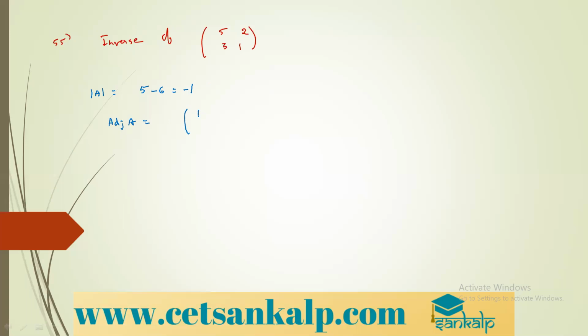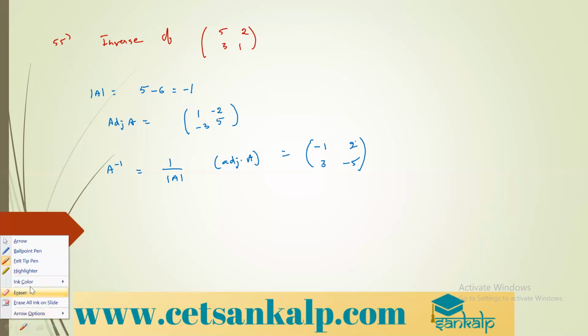I will change 5 and 1. So 1 and 5. And I will change the signs of 2 and 3. So A inverse will be 1 by determinant of A into adjoint A. So when I multiply by negative 1, 1 becomes negative 1. This becomes 2. This becomes 3. And this becomes 5. So this is A inverse. Let's go to question number 57.